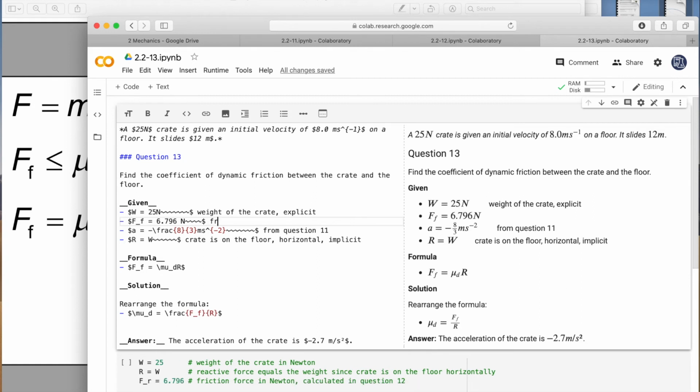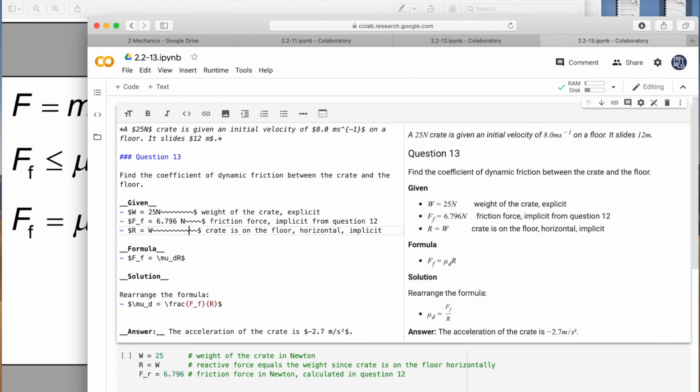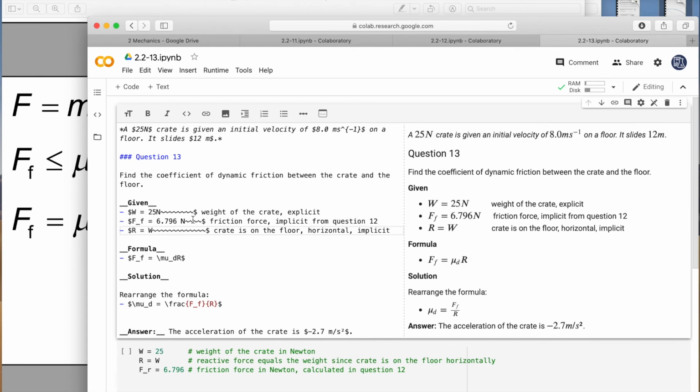That's the friction force, implicit from question 12. Here we are. And move this a little further to the right. This one to the left. Okay. Done. Formula, rearrange formula.